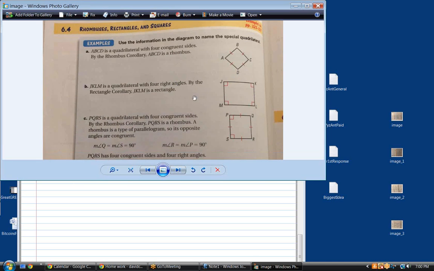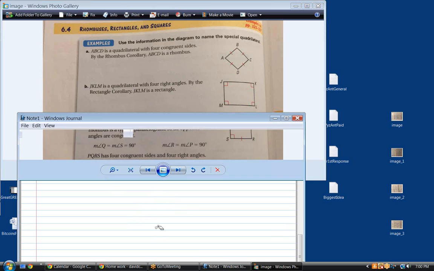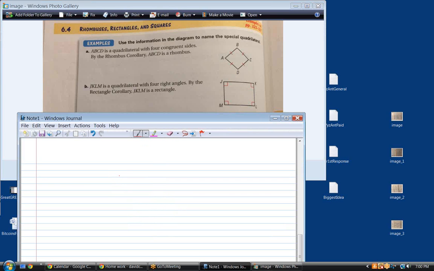So in 6.4, we're talking about rhombuses, rectangles, and squares. We know what a rectangle and a square is. A rhombus merely has 4 equal sides, but it doesn't have to have 90-degree angles. In other words, I could make a rhombus like this. That side's equal to that side.